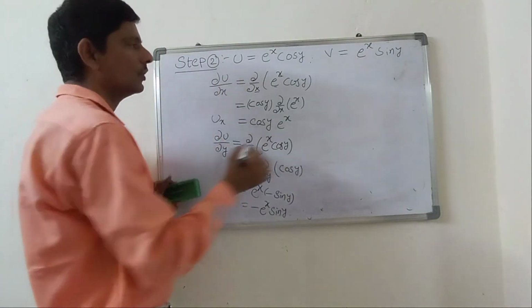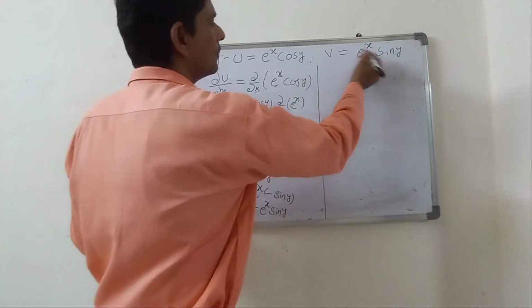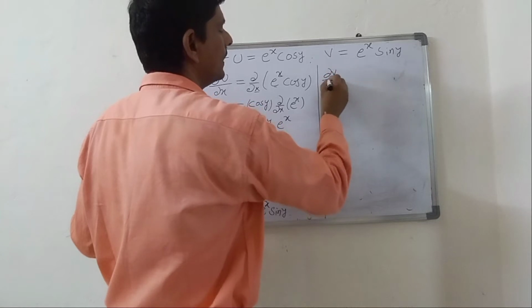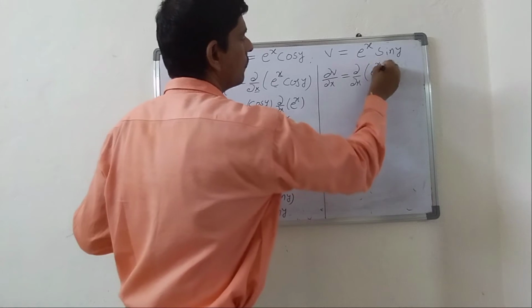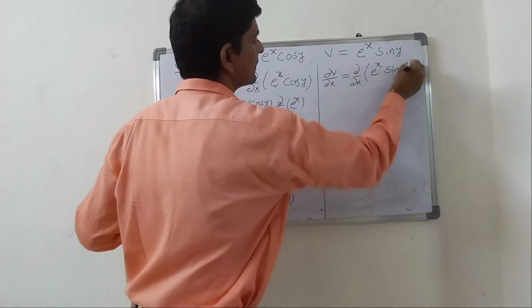Dou u by dou x is over, dou u by dou y is over. Now coming to v, here also we need to find dou v by dou x. So dou by dou x of e power x into sin y.